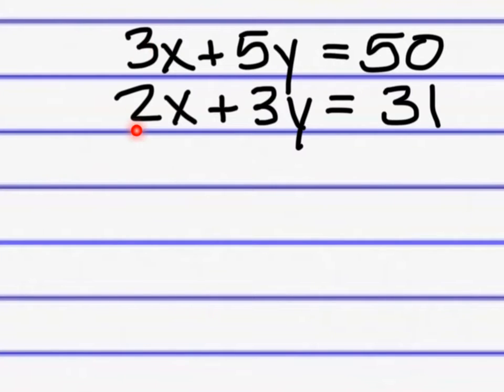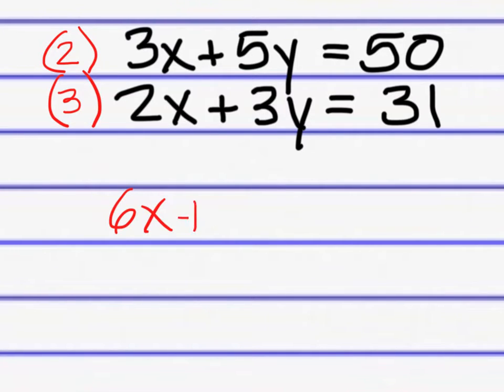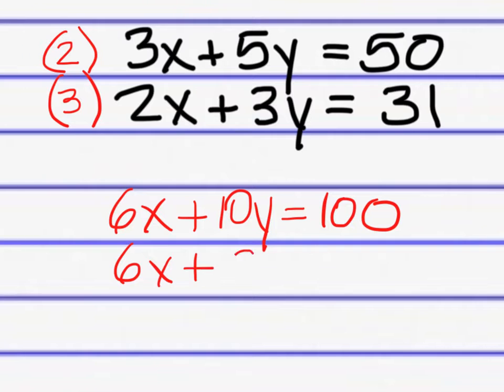You have a 3 and a 2, a 5 and a 3. So nothing matches up. I'm going to eliminate the x's by multiplying the top equation by this number, 2, and the bottom equation by this number, 3. So multiply by 2 here and by 3 there. When you do that, you end up with 6x plus 10y equals 100. And then on the bottom, 6x plus 9y equals 93.